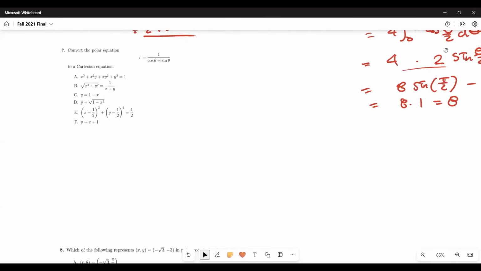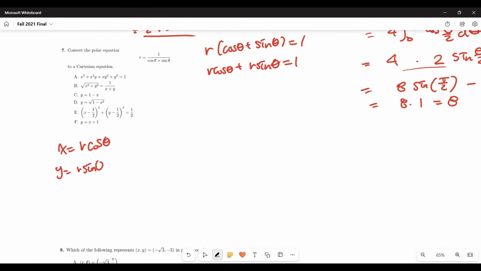Okay, this question has us convert the polar equation to a Cartesian equation. I'm going to multiply both sides by cosine theta plus sine theta to get rid of the denominator. So this becomes r times cosine theta plus sine theta is equal to 1, r cosine theta plus r sine theta is equal to 1. And if you recall, x is equal to r cosine theta, y is equal to r sine theta. So this becomes x plus y is equal to 1, y is 1 minus x. This is exactly the same as C, so the answer is C.